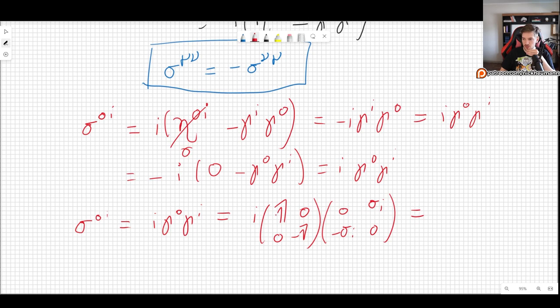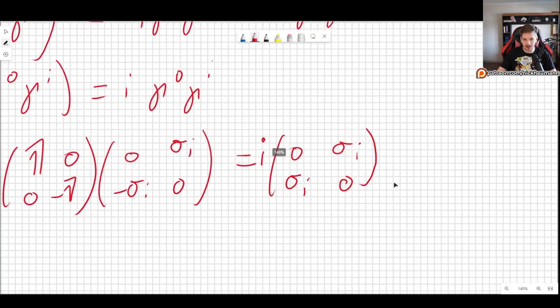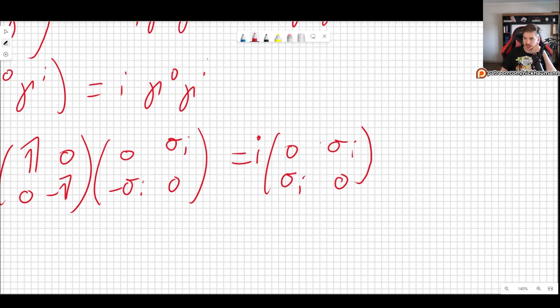So here we multiply through: I times 0, 0 times sigma, so that's 0. Then we have I times sigma here, so we get sigma I. And then we have 0 times 0, minus, so we get minus minus, which gives positive sigma I, and 0. All right, and of course this is multiplied by I, so in each one of our entries we have I times sigma I if you just multiply through.